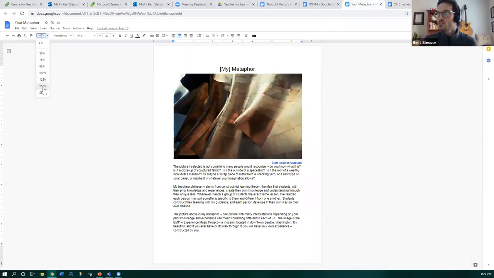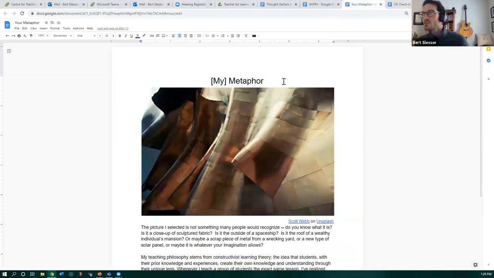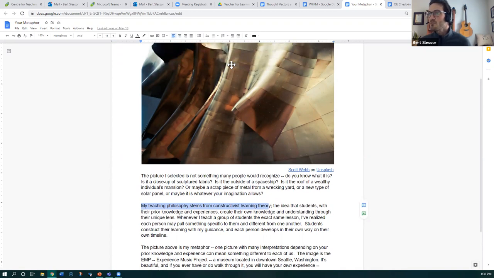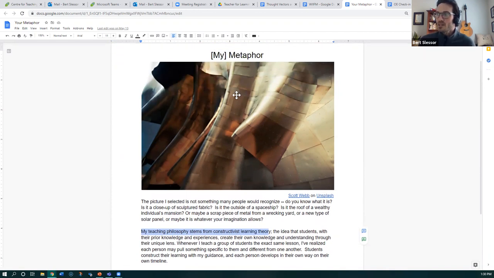So this is an example that I used. For example, I said my teaching philosophy had to do with a constructivist learning theory. Just that the idea that when you come to any new thing, any new task or activity, you're coming in with your own experiences, your own prior knowledge, and everybody has their unique lens. So I use this picture above as a metaphor to kind of say, hey, what do you see?